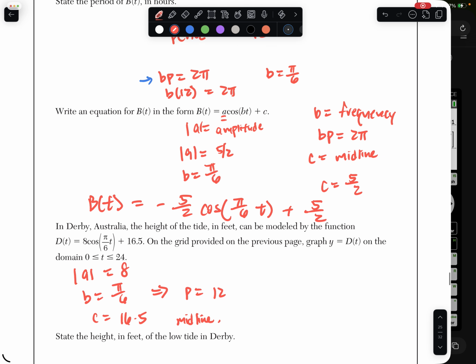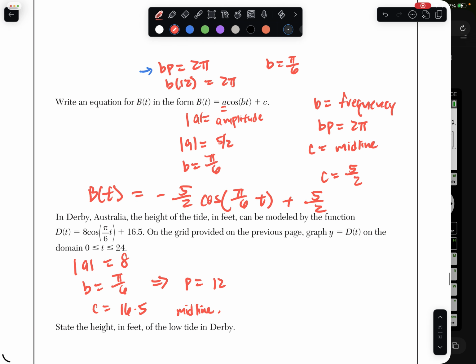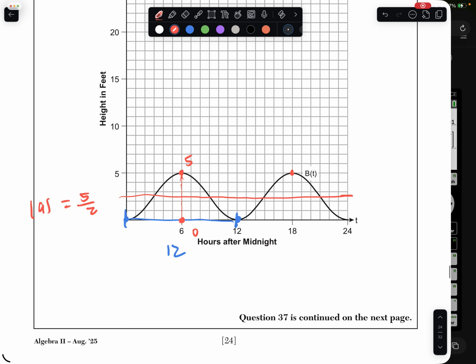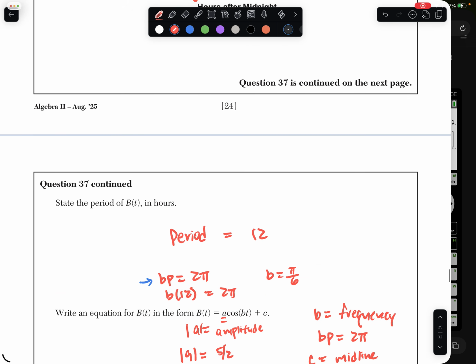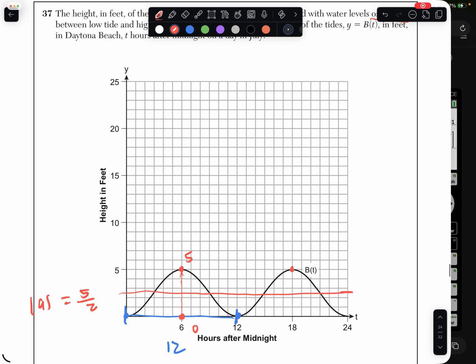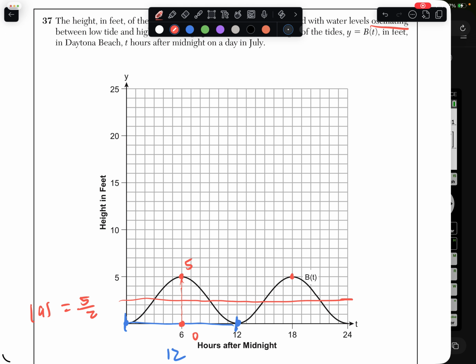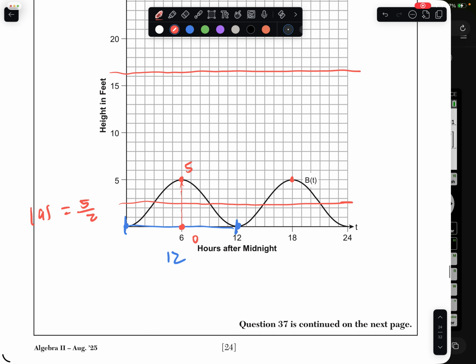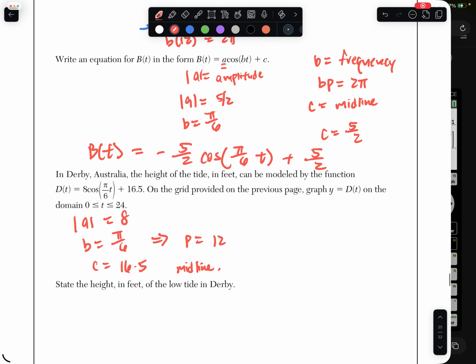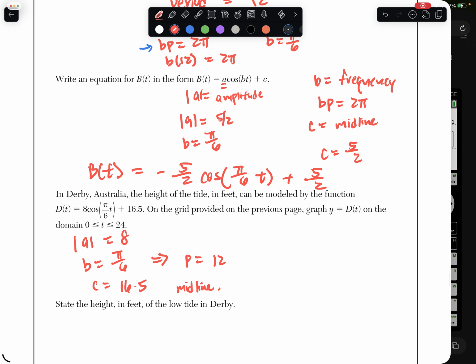So we can graph it here. The midline is at 16.5. My period is 12, so I should be graphing 2 cycles. So 16.5, 1, 2, 3, 4, 5, would be right over here. That's going to be my midline. Since I have a cosine and it's positive 8, I'm going to start from the top. So it's going to be 16.5 plus or minus 8. That's going to be my range.